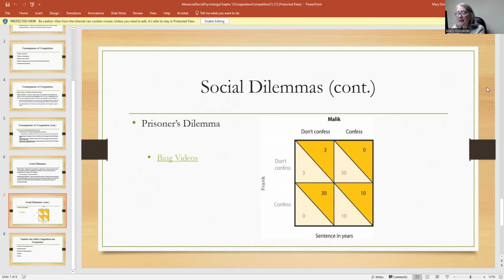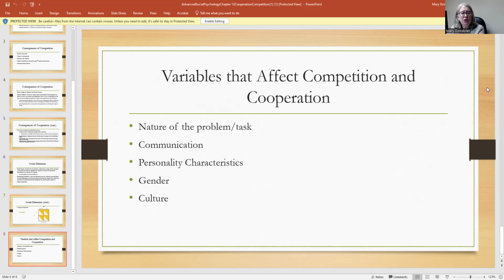Okay, well, welcome back. So hopefully you enjoyed that video. It was real short, like you saw. You could see with the Prisoner's Dilemma, logically, everyone should compete, but we don't always do that, like they said. And so what are some of the variables that end up affecting competition and cooperation?